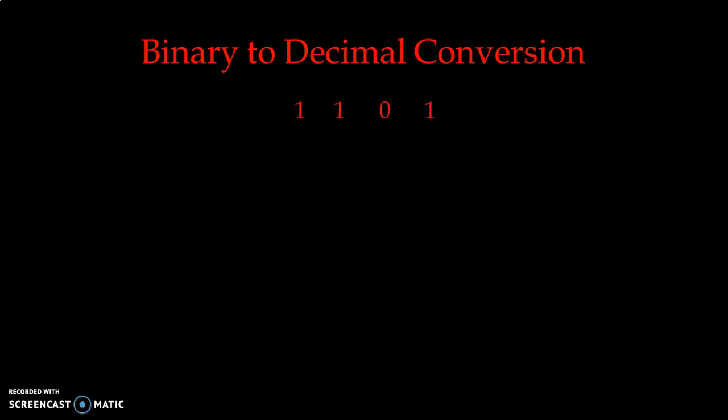We take one more example, right? Suppose we take 1101, again 4 bits. We start with the rightmost position, which is known as the 0th position. We take the base of the binary number as 2, so it becomes 2 raised to 0, then first position 2 raised to 1, second position 2 raised to 2, third position 2 raised to 3.